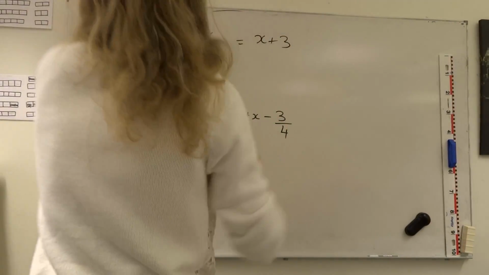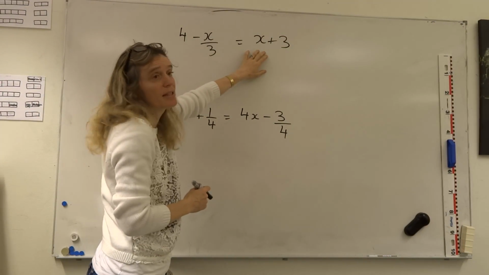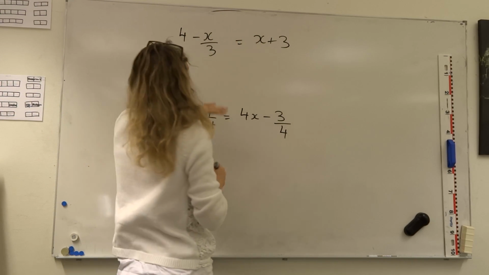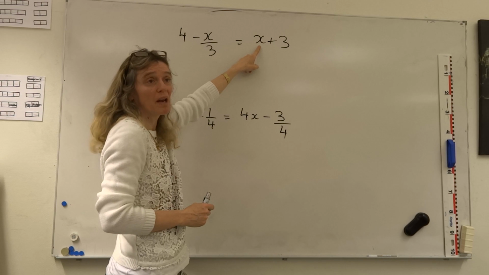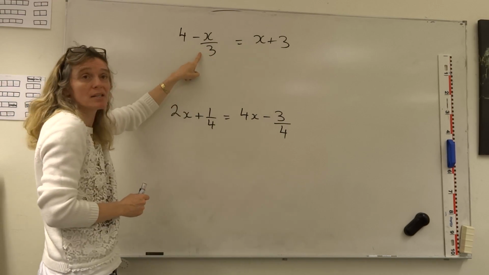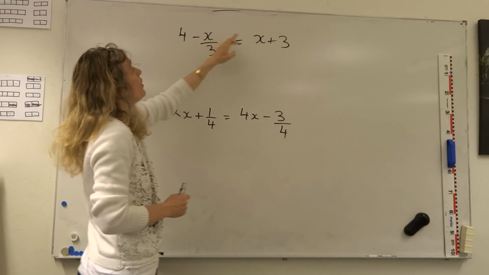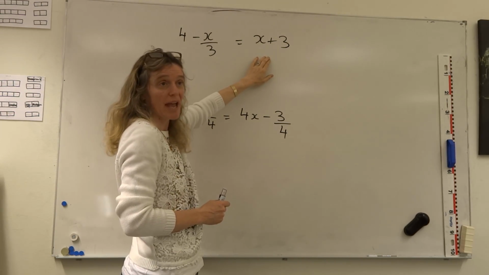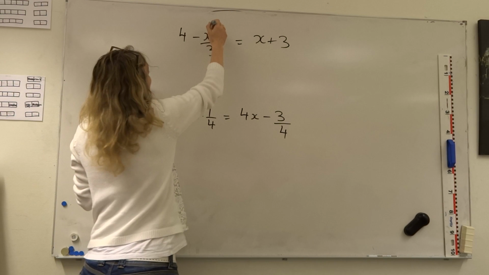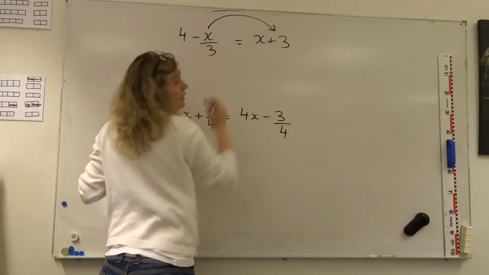Right, two more equations. Here we have x's here and x's here. We need all the x's on the same side. The sensible thing to do here is notice we've got a plus x here and a minus of a third x here. So we'll want all the x's on this side now, because then we get everything in positive x's, which is easier. So I'm going to move this minus third x over there.